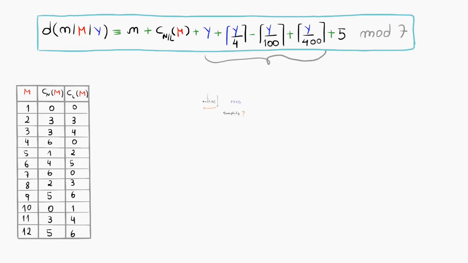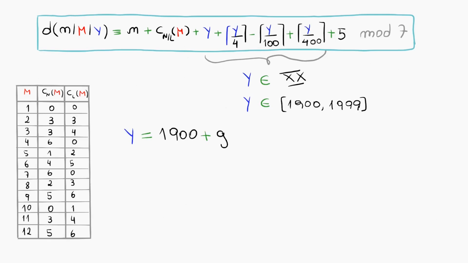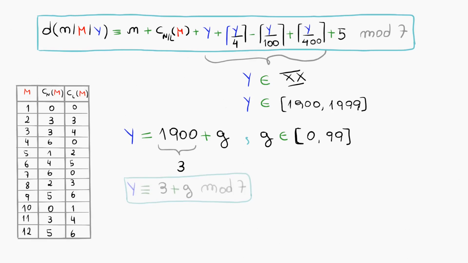First of all, we will only work with years from the 20th century, that is, years from 1900 to 1999. So we can write the year y in general terms as the sum of 1900 plus a variable g, which can take values between 0 and 99. As usual, we can write 1900 in such a way that we can disregard all multiples of 7, finding that the year y is congruent with the sum of 3 plus g modulo 7.